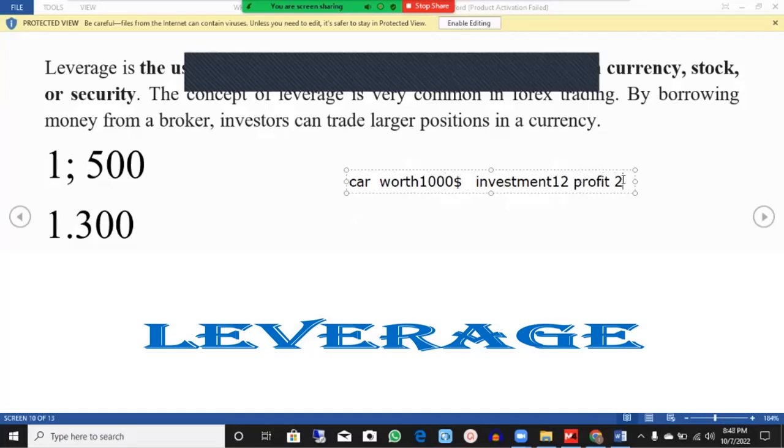Now again, you went out and traded and you lost $5, for example. Remember, your initial investment here is 12. So if you lost $5, it simply means that here will change to 7. What that simply means is, while driving that car, you went and spoiled the side mirror. And because the car is a $1,000 car, to repair that side mirror is $5.